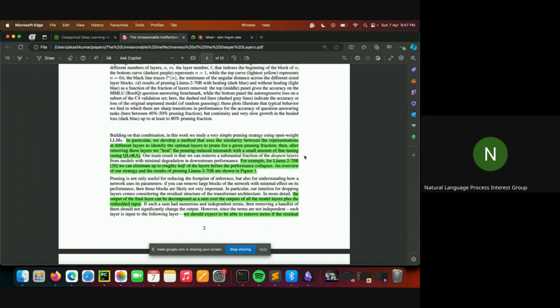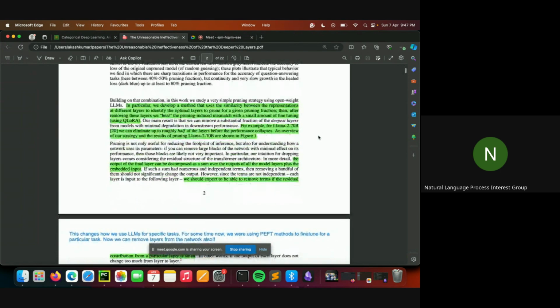For Llama 2 70B, the authors can eliminate up to roughly half of the layers before they even see any performance collapse. And yeah, the results section of this paper is really interesting. We will go through it in thorough detail.